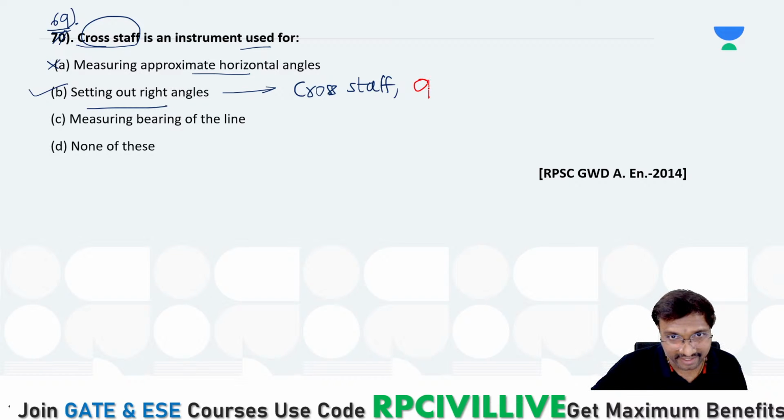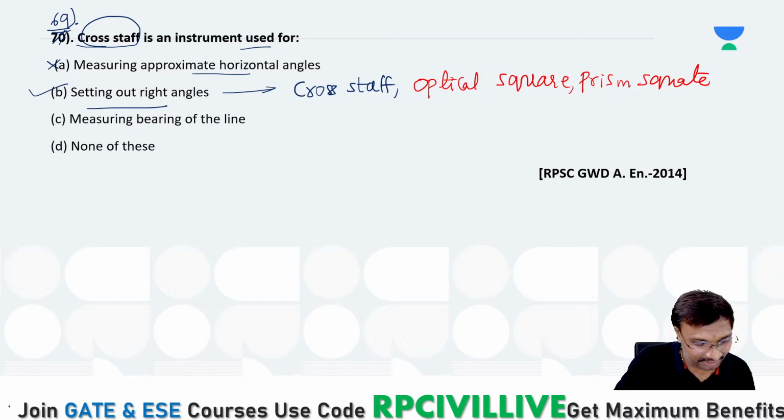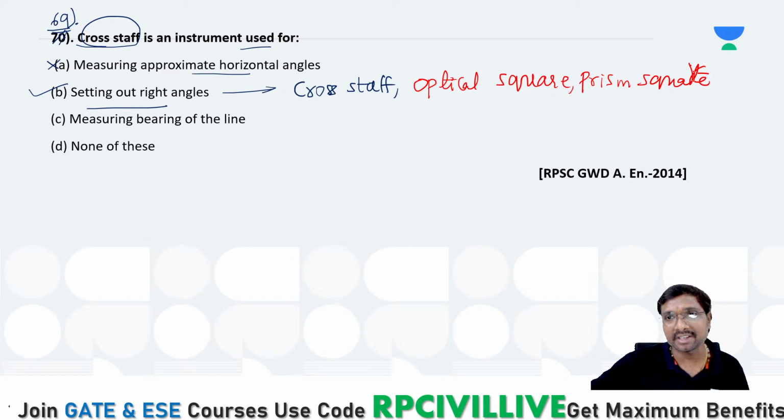Cross staff is there. Optical square is there. Next, prism square is there. These are the examples. Optical square, cross staff, prism square, etc. These are all the instruments we are using for setting out which one, right?